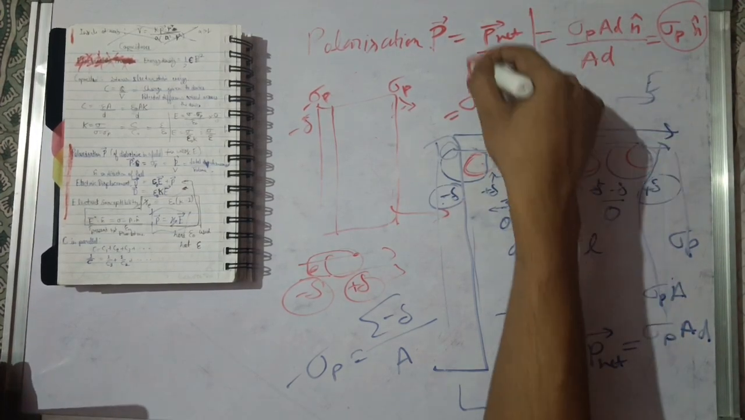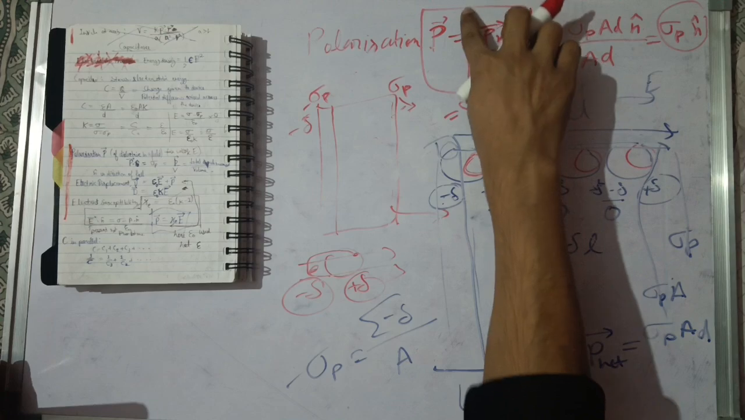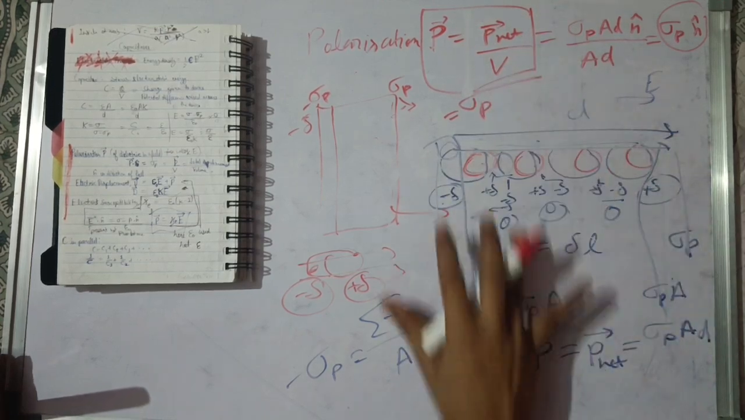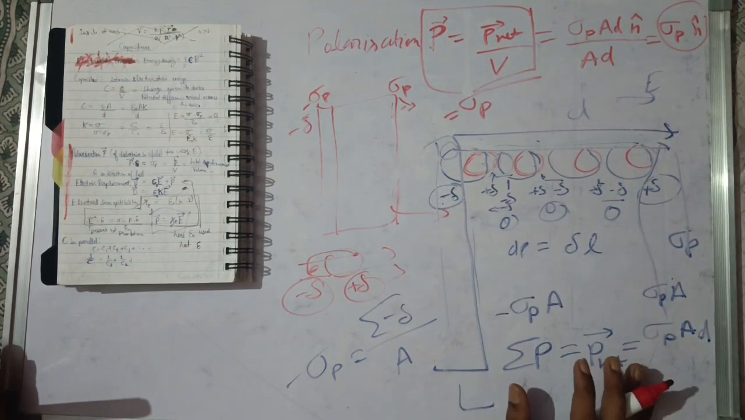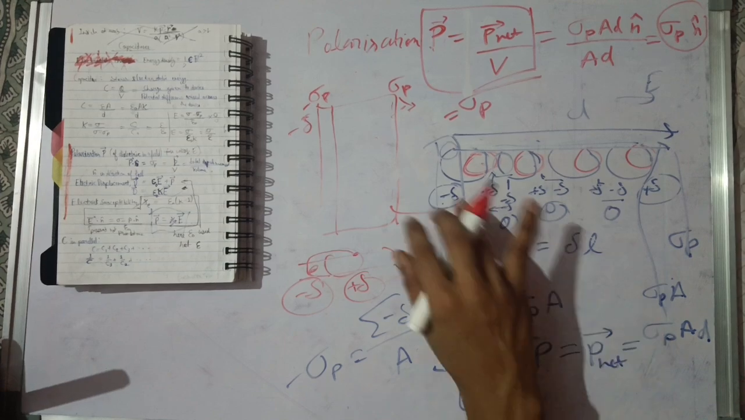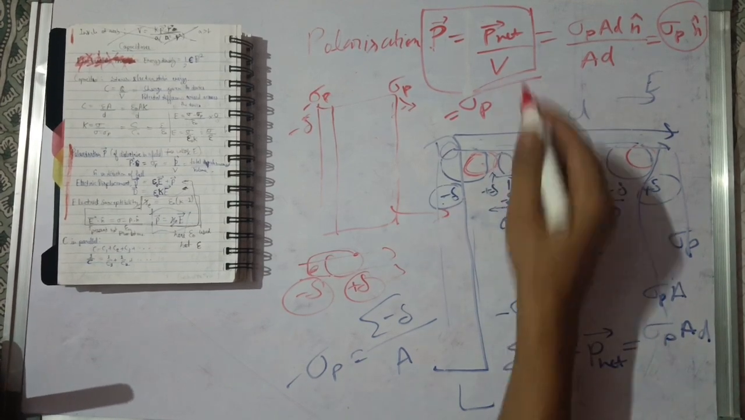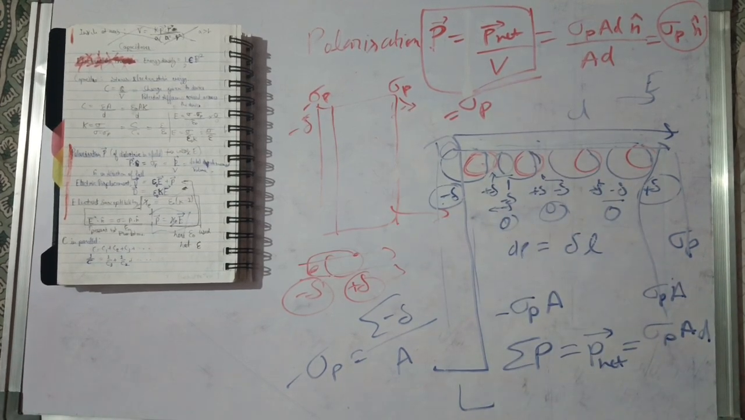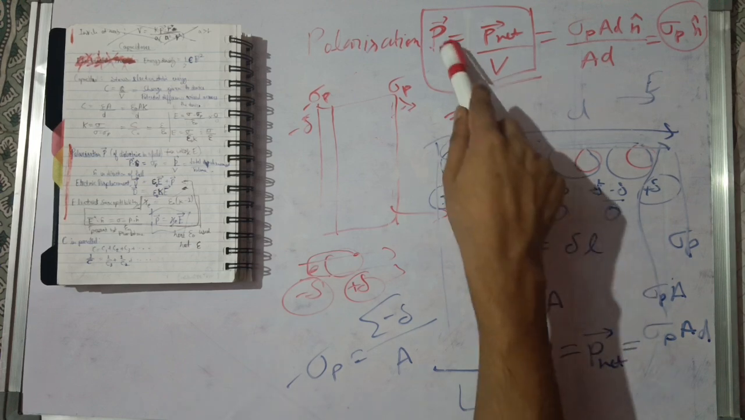The main formula of polarization is this: the net dipole moment generated in this whole dielectric, the sum of all the dipole moments, divided by the volume. That is the dipole moment per unit volume, that is the average value.